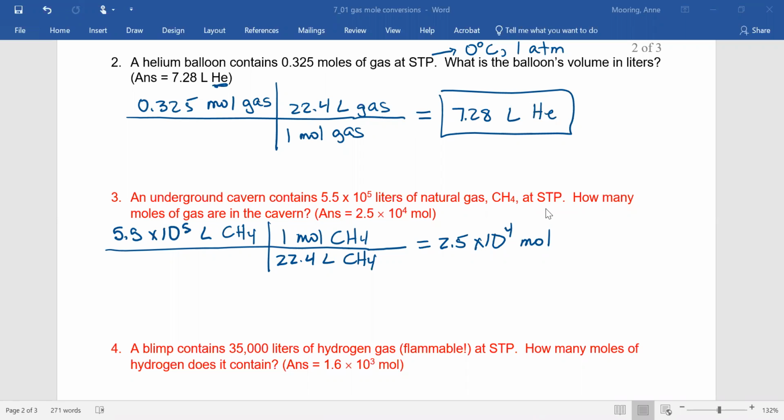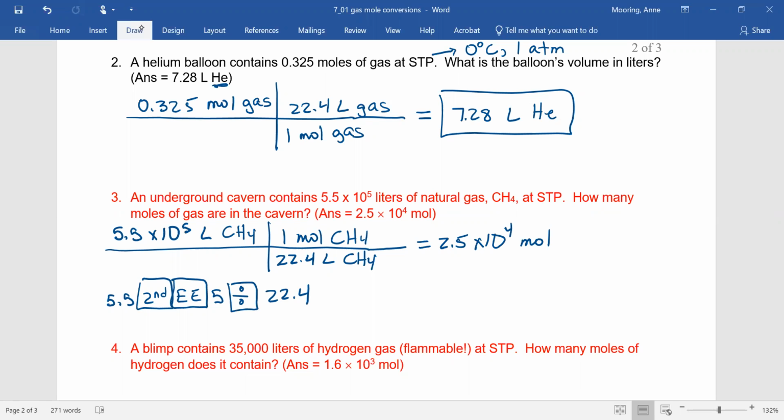Now, the question came up, how do I enter this in my calculator? So let me do a little review on how to do scientific notation in your calculator. So this is for the TI-30XS or a graphing calculator. So you should enter 5.5. Then you're going to push the second button, then the EE key. And then you're going to enter the 5. Then divided by 22.4.